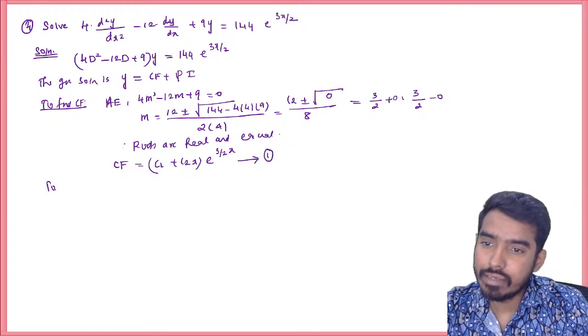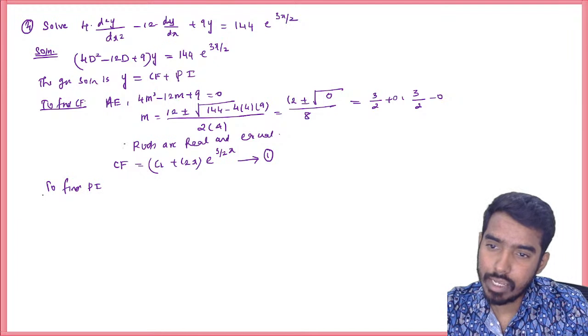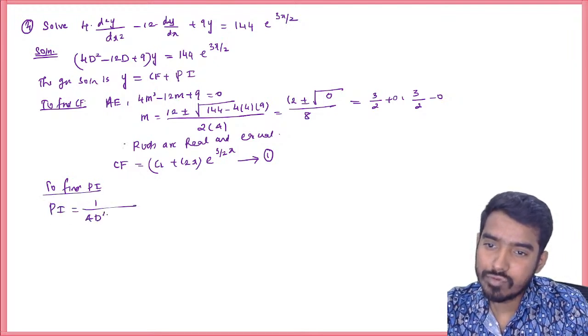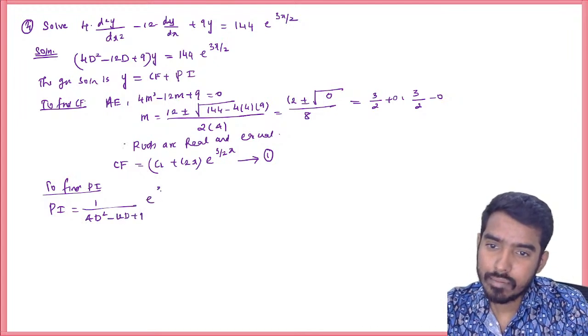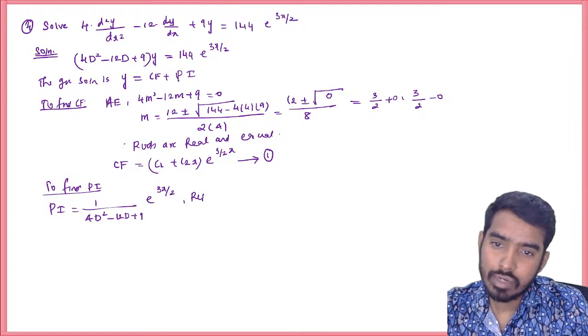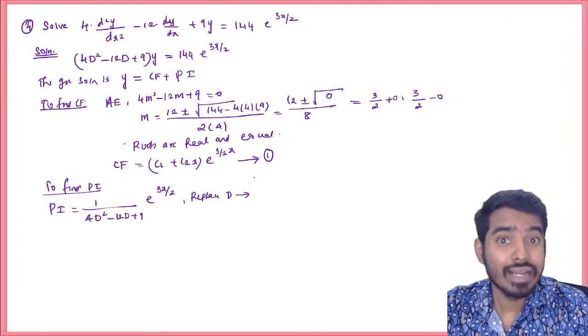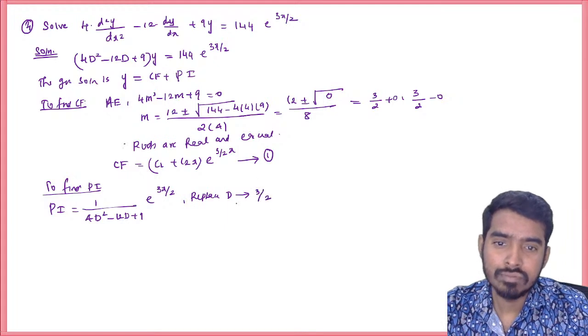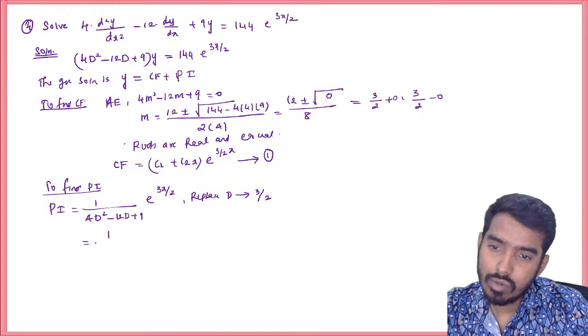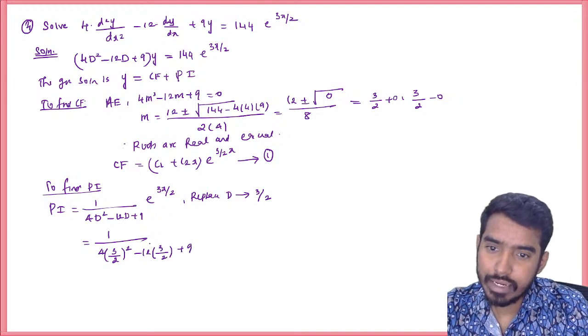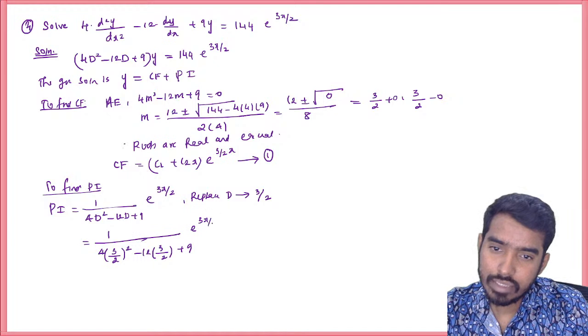Now to find PI, so what is PI? 1 divided by f of D. So f of D is 4D square minus 12D plus 9, into e power 3x by 2, right? So replace D by a, e power ax, right? Here a is 3 by 2. So this will be 1 divided by 4 into 3 by 2 whole square, minus 12 into 3 by 2, plus 9, into e power 3x by 2.